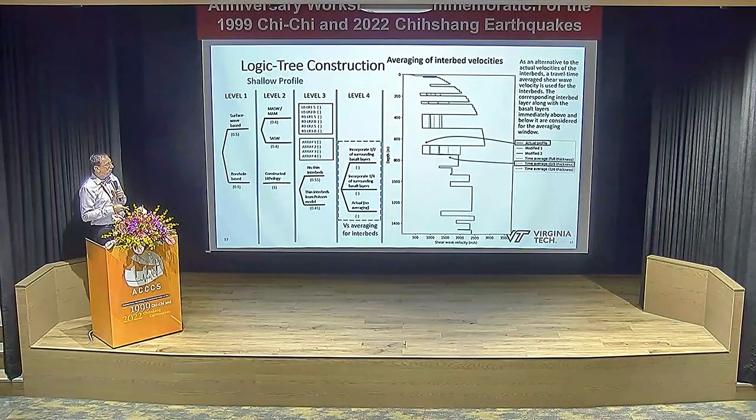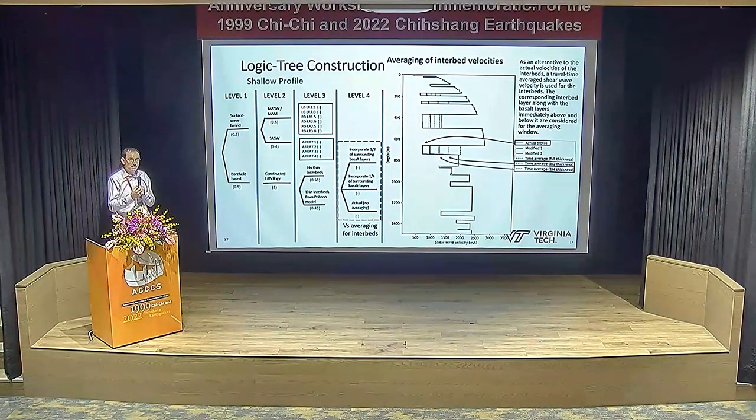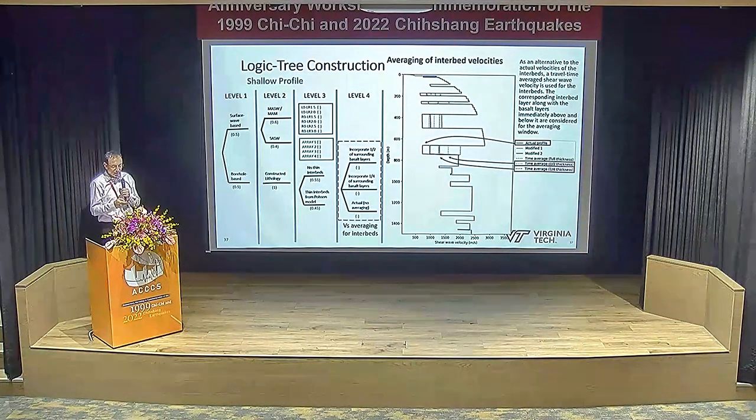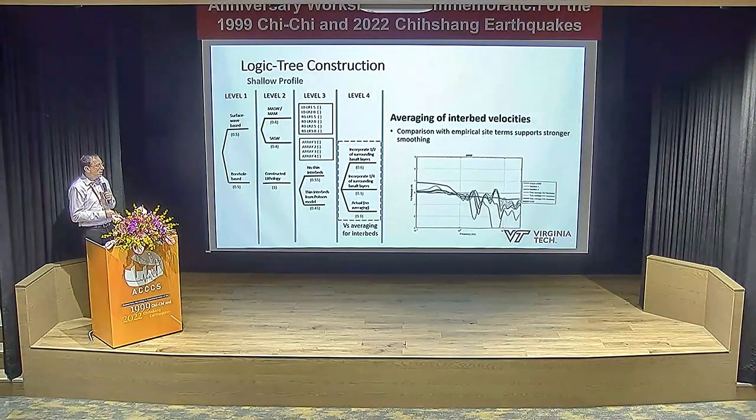One alternative to this was to introduce some smoothing of the interbeds, which acknowledged that the assumption of one-dimensionality for the wave propagation through these interbeds was overestimating the amount of energy dissipation.